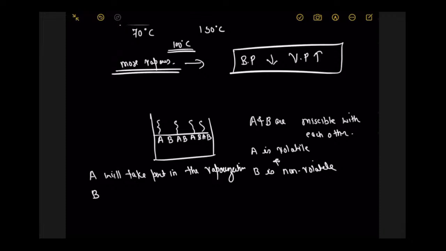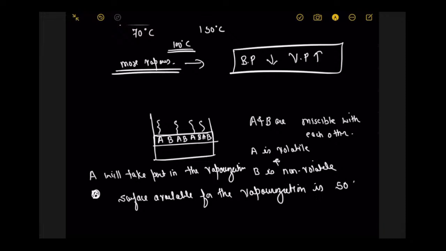So if you see, in the ideal condition, the surface available for the vaporization is 50%.